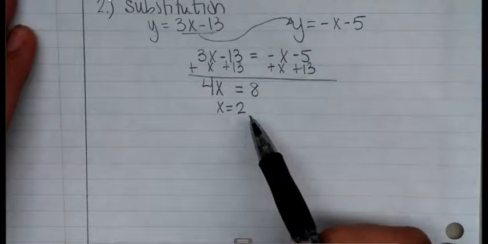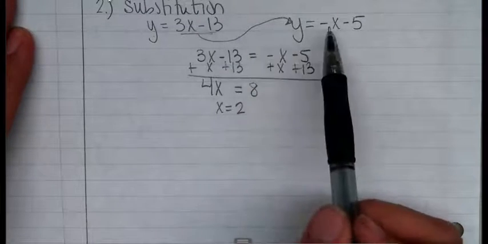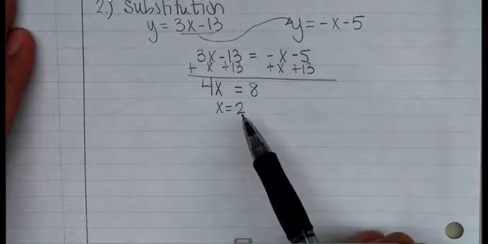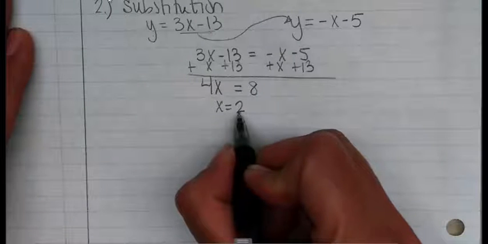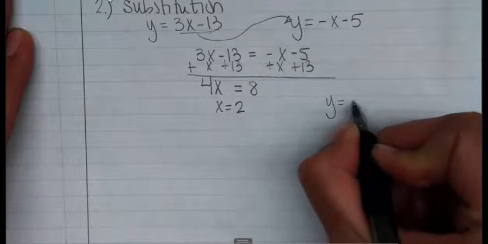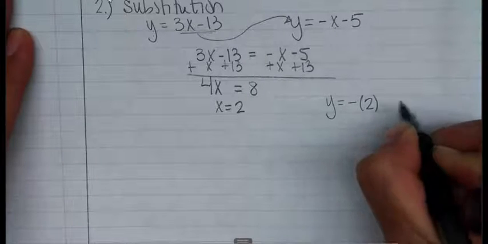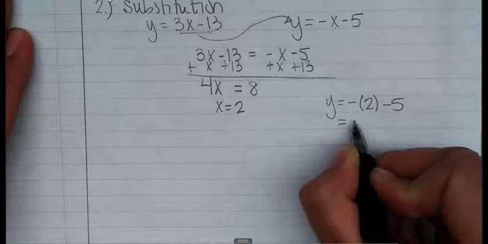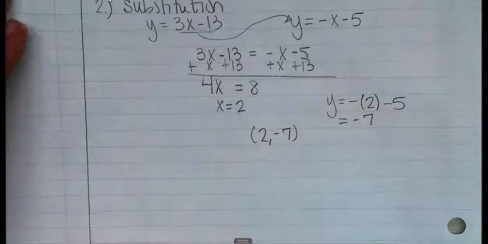Okay, and then I'm going to take that 2 and plug it back into either equation. It doesn't matter because remember, they both have the same exact point. So when x is 2, y is -7. So I'm going to plug that in. Why don't I take the 2 and plug it into this one? Okay, so y equals -2 minus 5. Well, that's -7. So my point happens to be 2, -7.